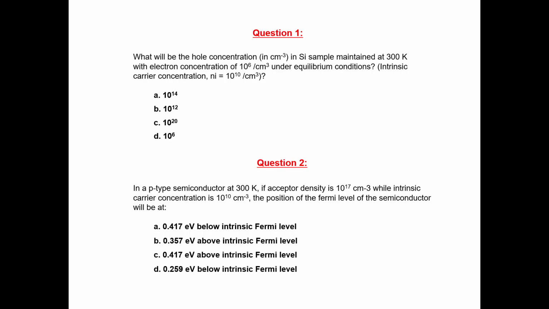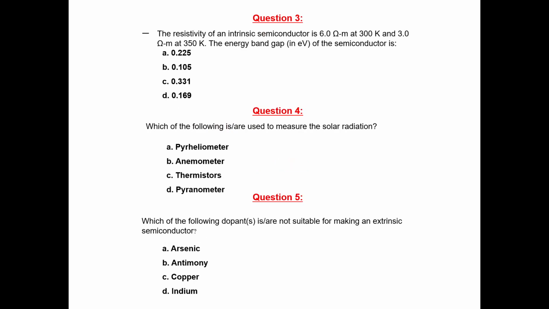Okay, so there are numericals which you will see in the video already. Rajiv, which of the following dopants do you think are not suitable for making an extrinsic semiconductor amongst them? Arsenic, antimony, copper, and indium. Which of the following dopants are not suitable? I think it is antimony. No, no, copper.